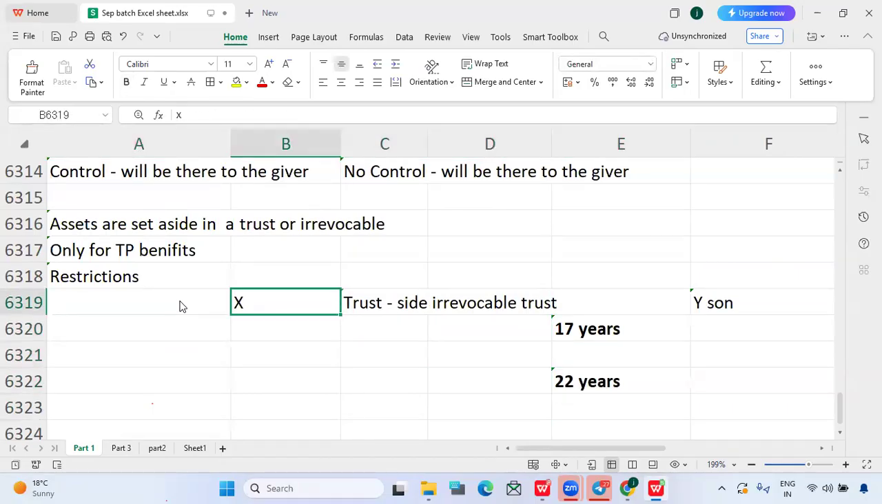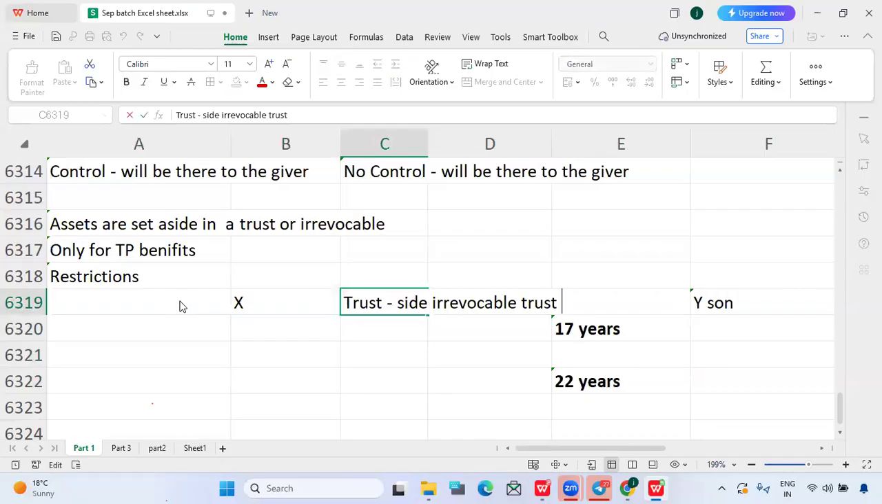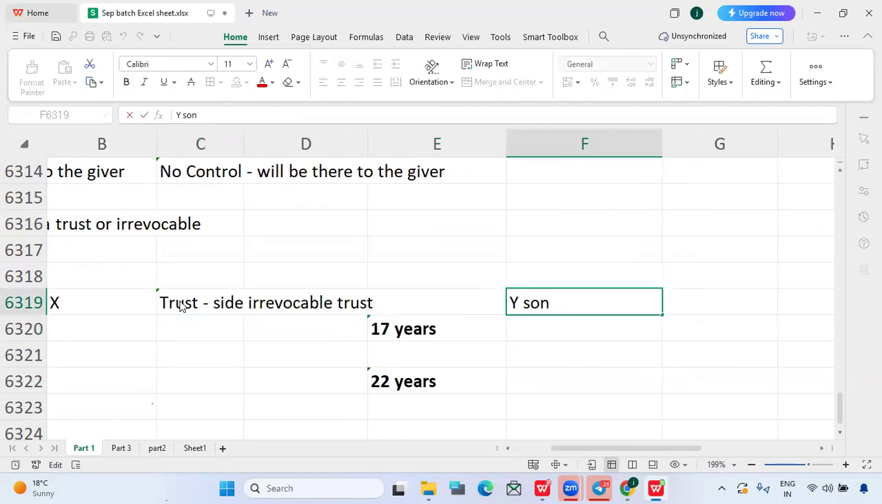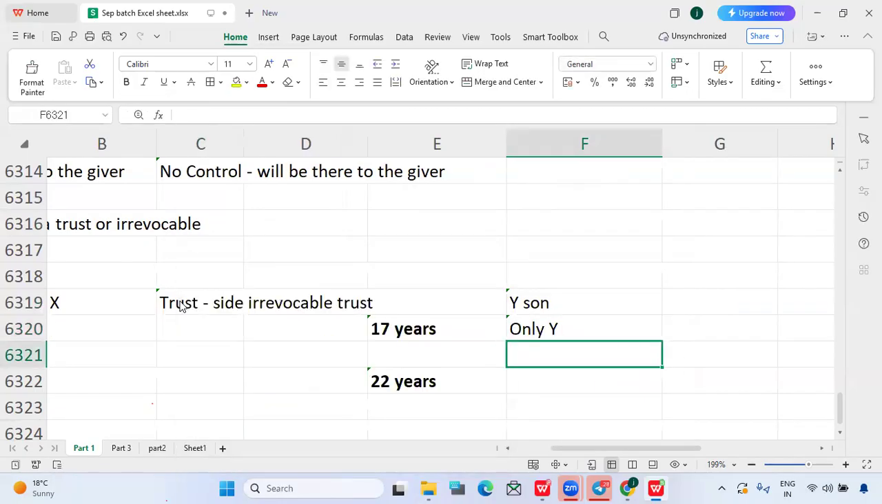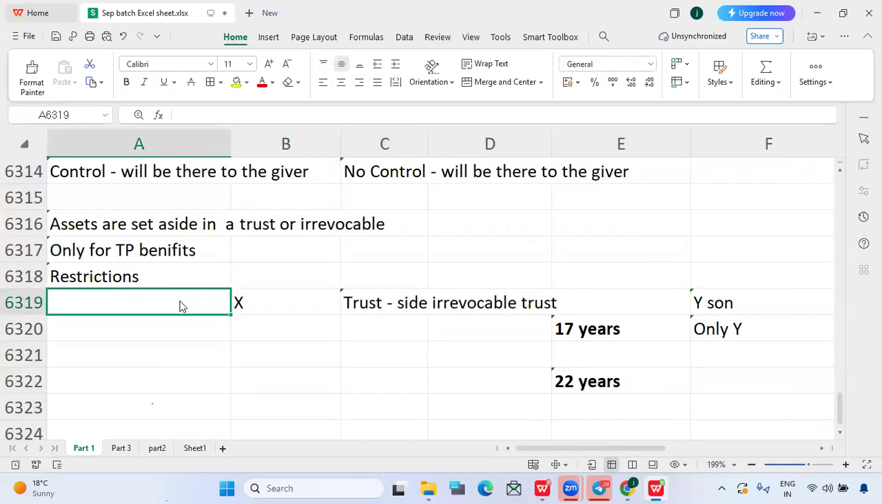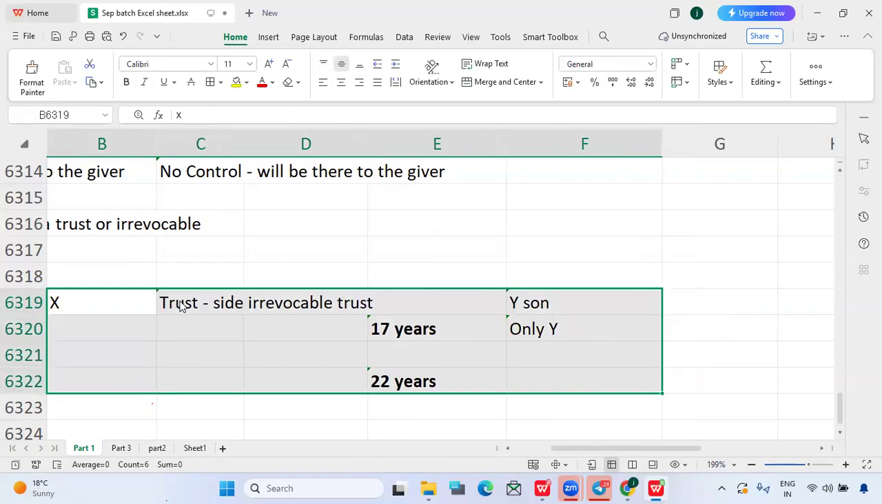So here, in case X, what happened? X had set aside some money in an irrevocable trust for taxpayer Mr. Y, and who will get the benefit? Only Y will get the benefit. In this case, whatever benefit we have received, we call it the economic benefit doctrine. Okay, this is clear, guys.